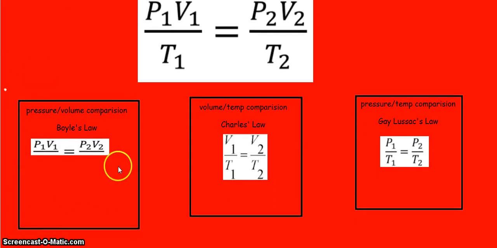So there are three relationships that build together to create the combined gas law. We have Boyle's law, which relates pressure and volume. We have Charles' law, which relates volume and temperature. And then we have Gay-Lussac's law, which relates pressure and temperature.